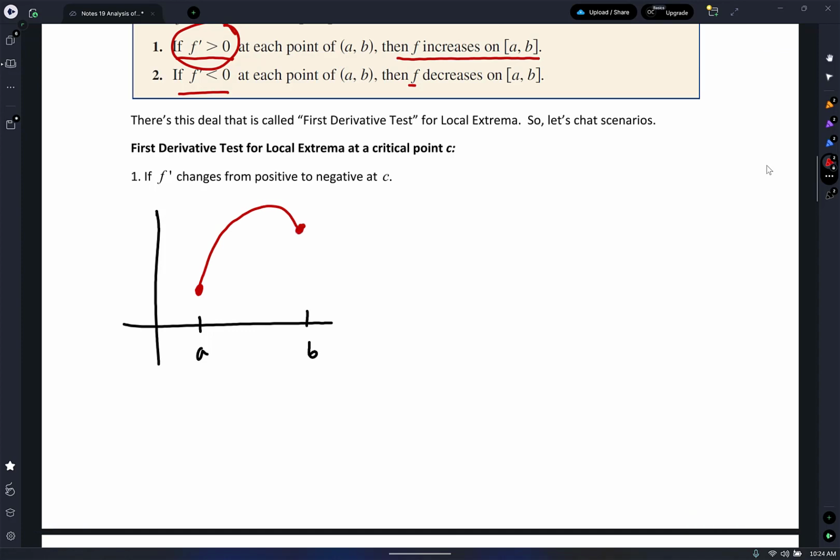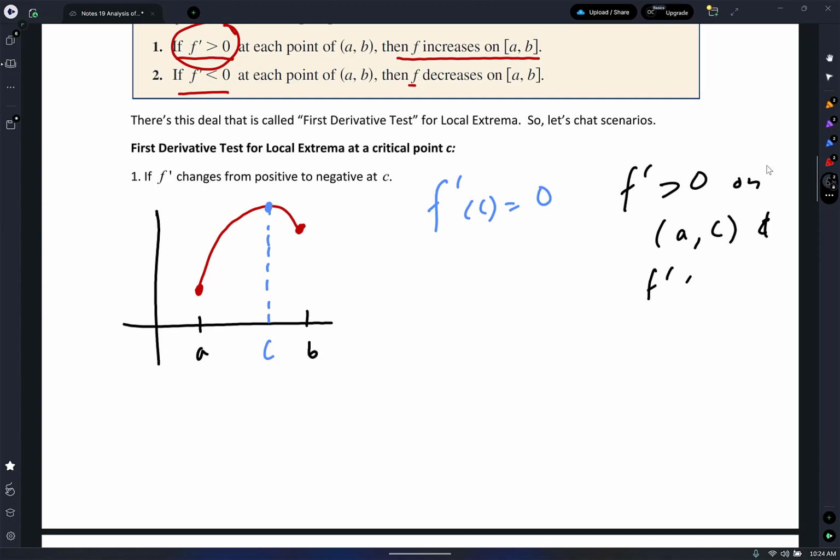All right. F prime changes from positive to negative. Do you see how at C here, F prime is changing from positive to negative? Right at C, F prime of C is 0. And I want you to notice that on this interval between A and C, F prime is positive on (A, C), and F prime is negative on (C, B). Do we notice that, guys? It doesn't have to look like that.